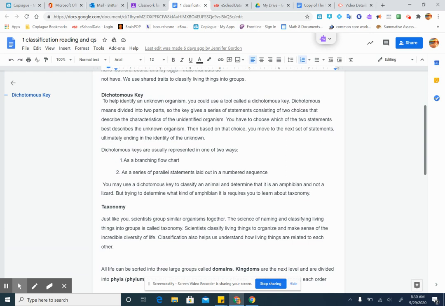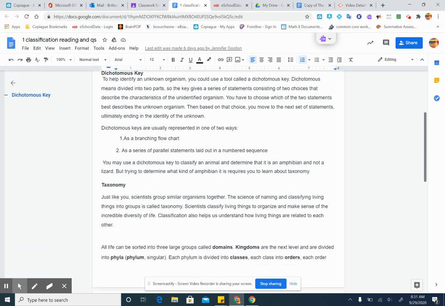Dichotomous key. To help identify an unknown organism, you could use a tool called a dichotomous key. Dichotomous means divided into 2 parts, so the key gives a series of statements consisting of 2 choices that describe the characteristics of the unidentified organism. You have to choose which of the 2 statements best describes the unknown organism.